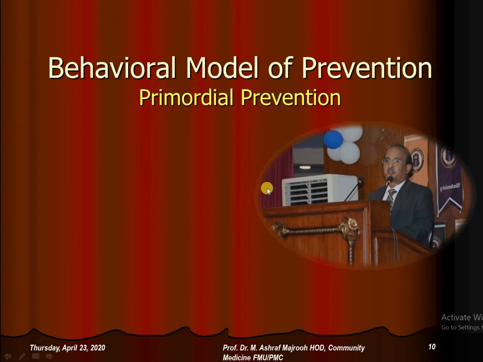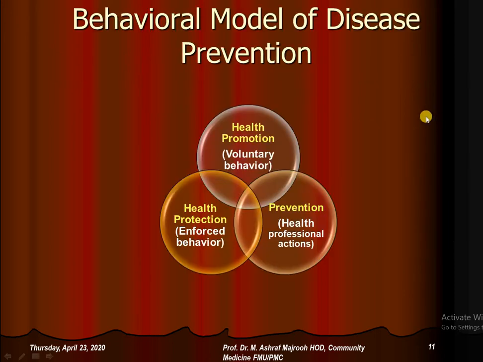Now we will describe the behavioral model. The behavioral model consists of three major interventions. One is health promotion, and it is based on the voluntary behavior of the individuals and the community. And then there is health protection. It is the enforced behavior, which is through legislation and government policies. Then prevention is through the action taken by the health professionals.